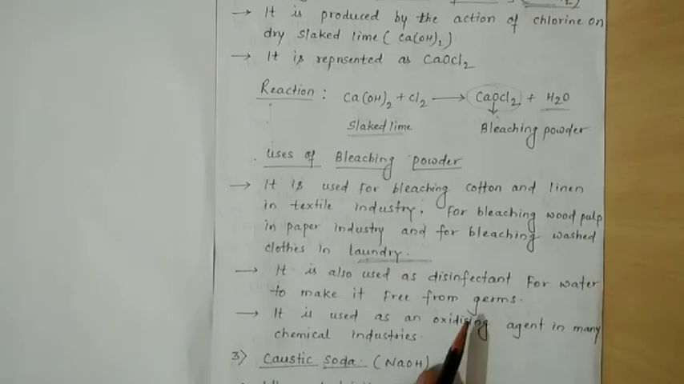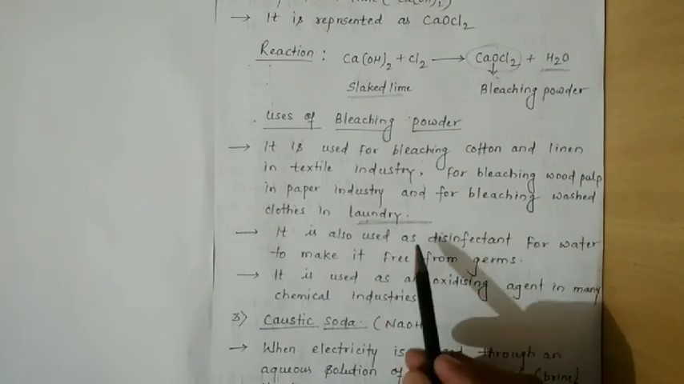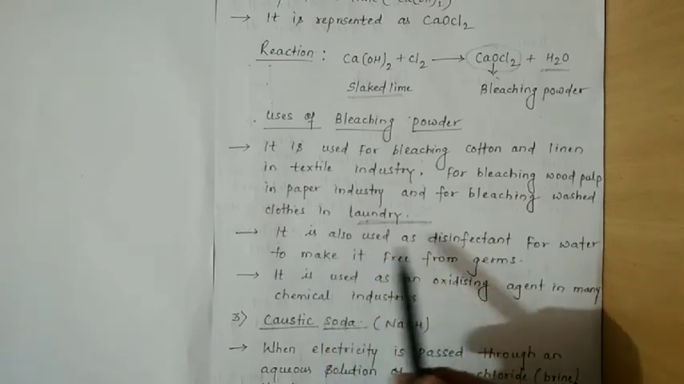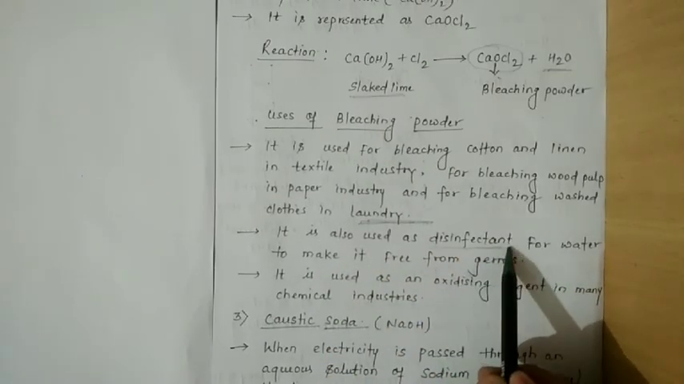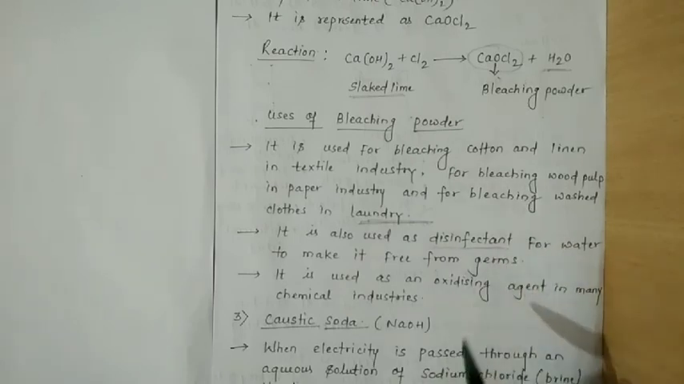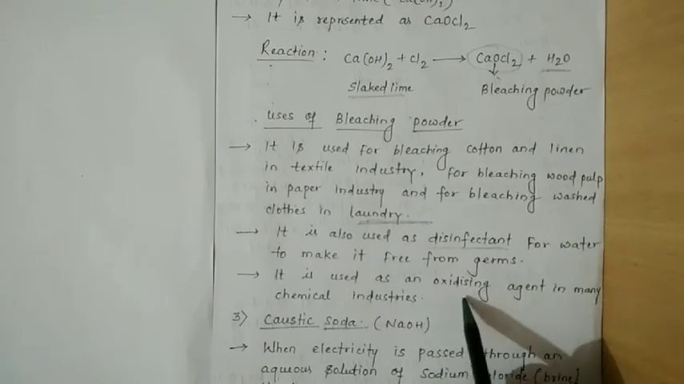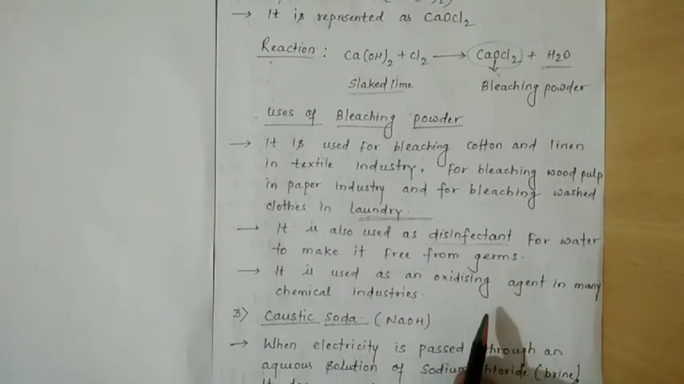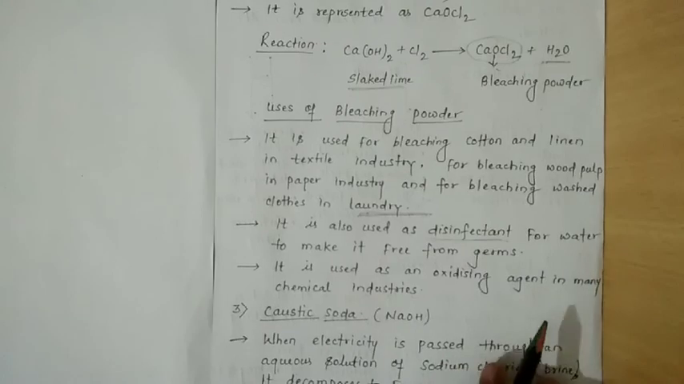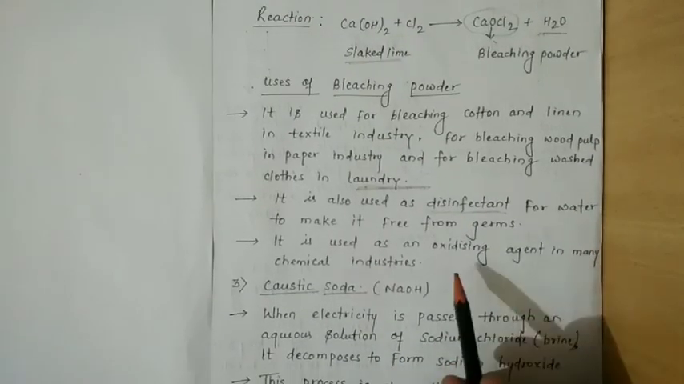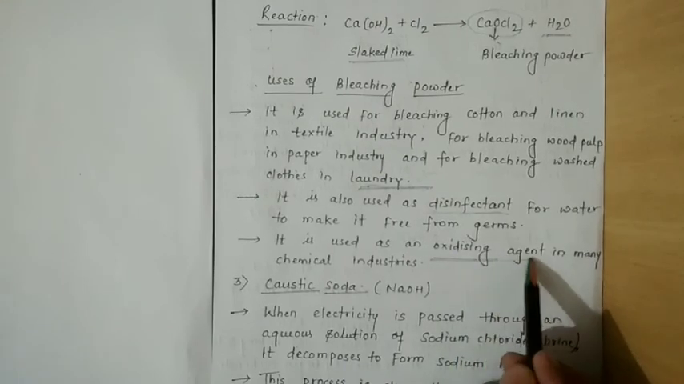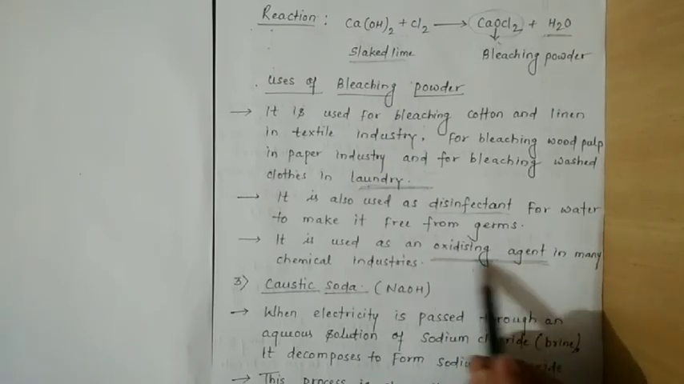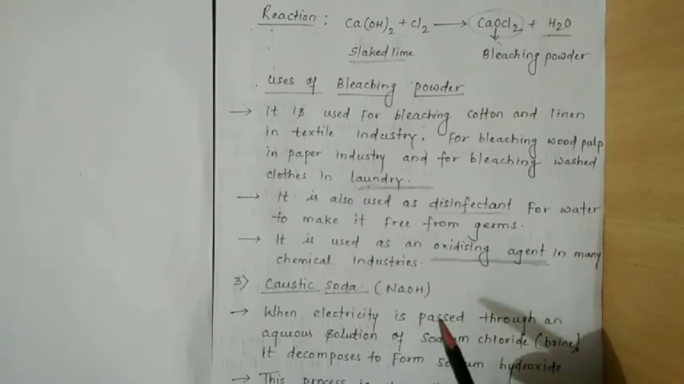Second use of this bleaching powder is that it is used as a disinfectant for water to make it germ free. Means it is added in water to make the water germ free. It is also used as an oxidizing agent in many chemical industries. Okay, oxidizing agent we have discussed in the previous chapter, that is chapter number 1.